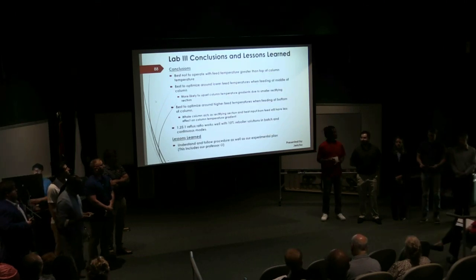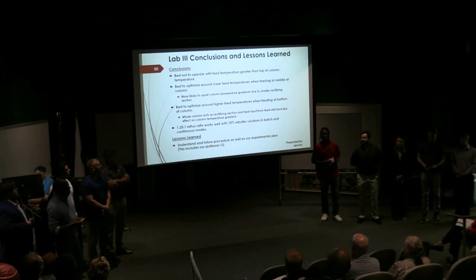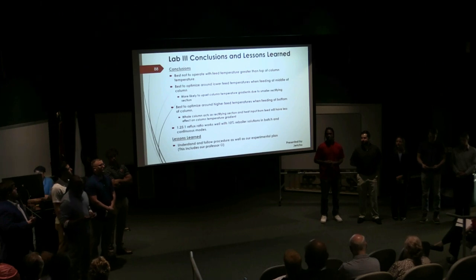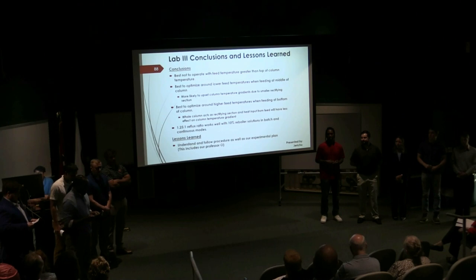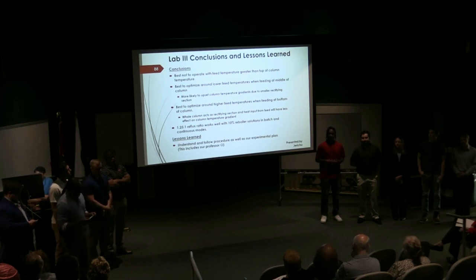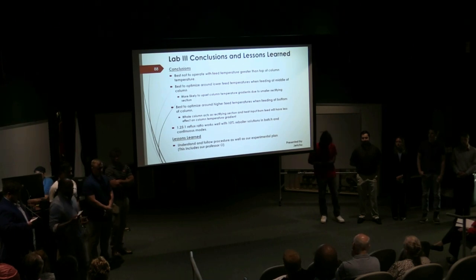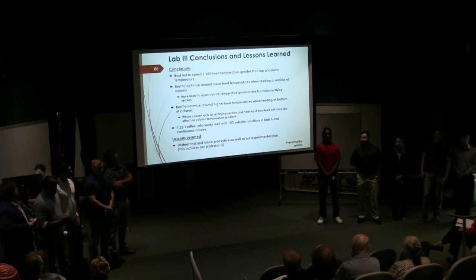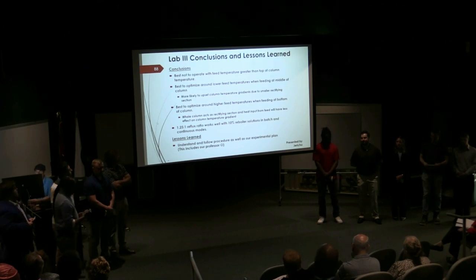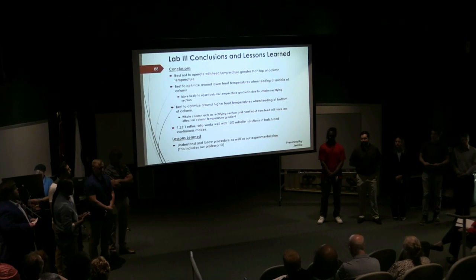Our conclusions are it's best not to operate feed temperatures higher than the top of the column. Lower feed temperatures are optimized in the middle of the column, and our higher feed temperatures are optimized when feeding at the bottom of the column. With batch and continuous processes, 1.25 to 1 reflux ratios work well with 10% reboil solution. And our lessons learned are to understand and follow procedures as well as the experimental plan.